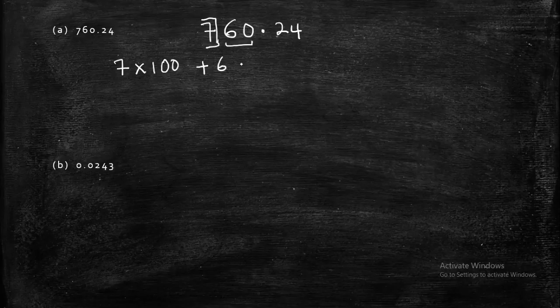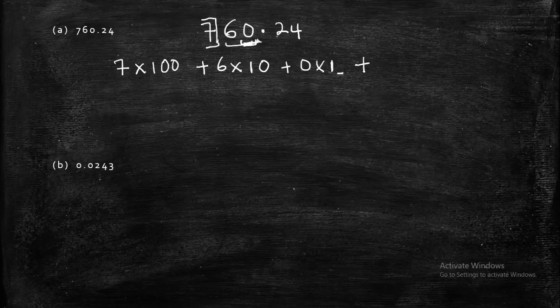Plus 6 now times how many numbers to its right? Only one number to its right. So 1, 0 and then 1. Plus this 0 now. 0 times how many numbers to its right? No number to its right. So we just leave it empty, blank. Then we write the one that is supposed to be attached to it.